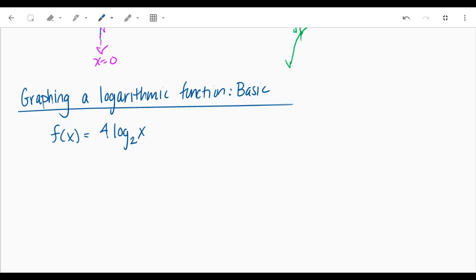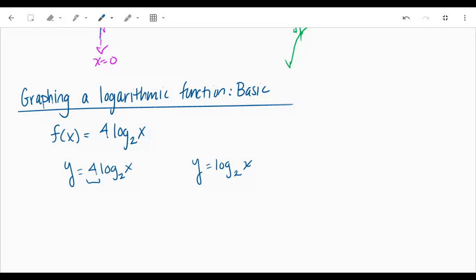So we are actually going to write this as y equals 4 log base 2 of x. Okay. And so what we want to do is actually take that stretch factor out and then use it later. Okay, so y equals log base 2 of x.